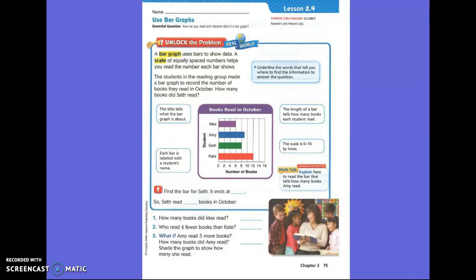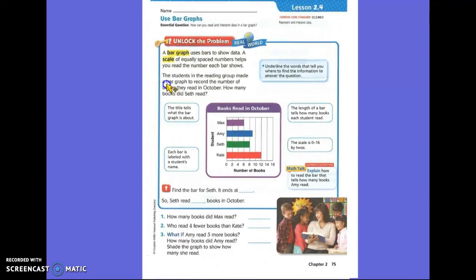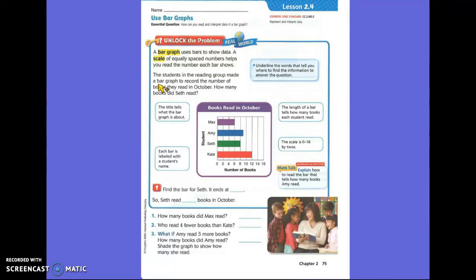The bar graph. So underline bar graph in your problem. What it says, that's worth 1 point. Okay. Then let's talk about this bar graph before we start.